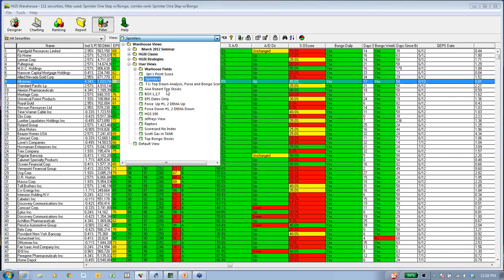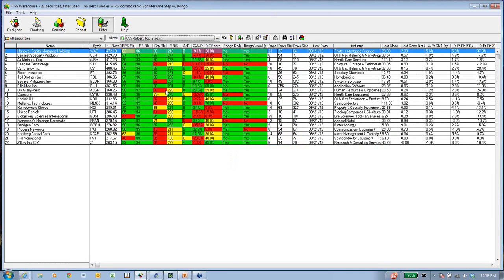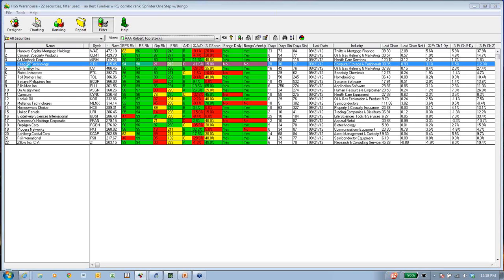Another thing I like is that Robert Minkowski had a filter or a view that he put on the board some time ago, and I found a lot of great stocks using this. Now a couple of things here are things that have pulled back, and I'm a big fan of pullbacks, so let's take a look at a couple of them.